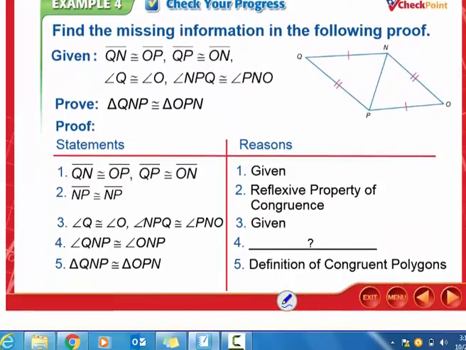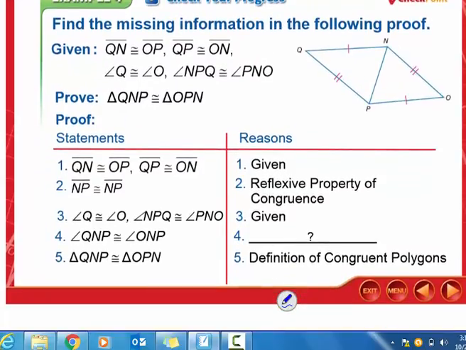Now a proof. It says find the missing information in the following proof. Segment QN is congruent to segment OP, and they're marked as such. Segment QP is congruent to segment ON, and angle Q is congruent to angle O. Angle NPQ is congruent to angle PNO. We need to prove that the two triangles are congruent.